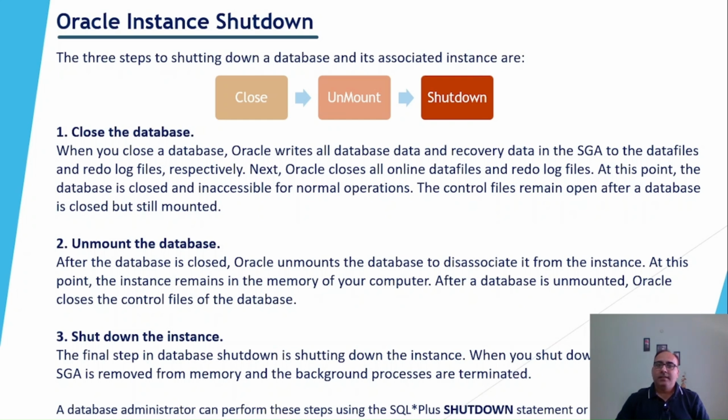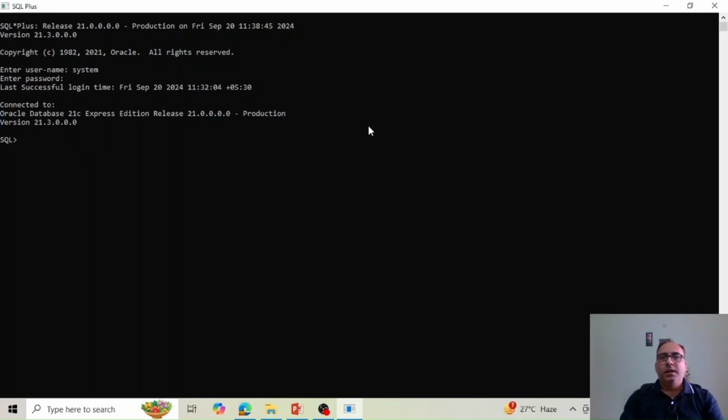Now I'll connect to SQL*Plus and show you how these two commands can be executed from there. I have connected to the Oracle database. In order to perform these shutdown and startup operations, you have to make sure that you have admin privileges. I have connected to my user. Now, just to connect as SYSDBA, I'll type this particular command. Now I am connected as a system administrator.